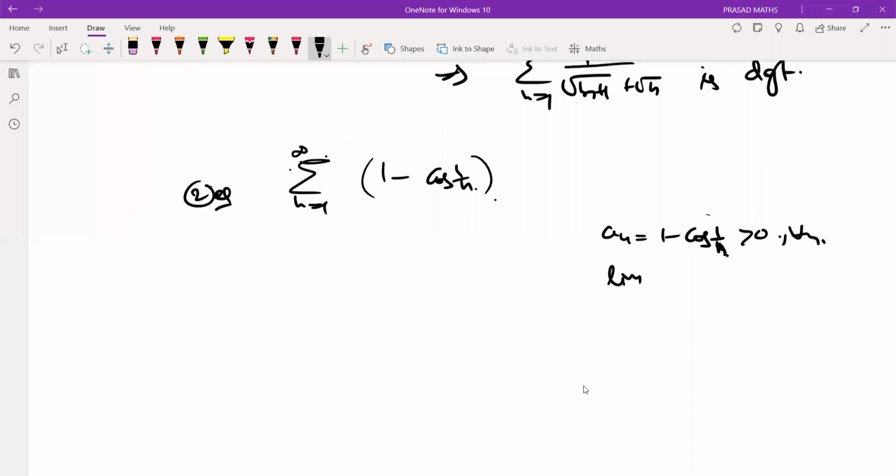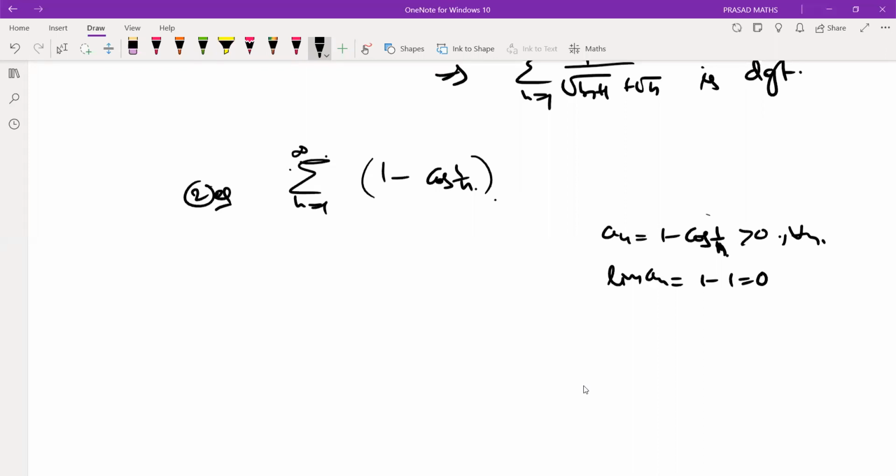And what is the limit of an? What is the limit of an? 1 minus cos 1 by n tends to 1 minus cos 0. Sorry, 1 minus cos 0 is nothing but what? 1. Therefore 1 minus 1, 0. Therefore the necessary condition is satisfied in the positive term series.